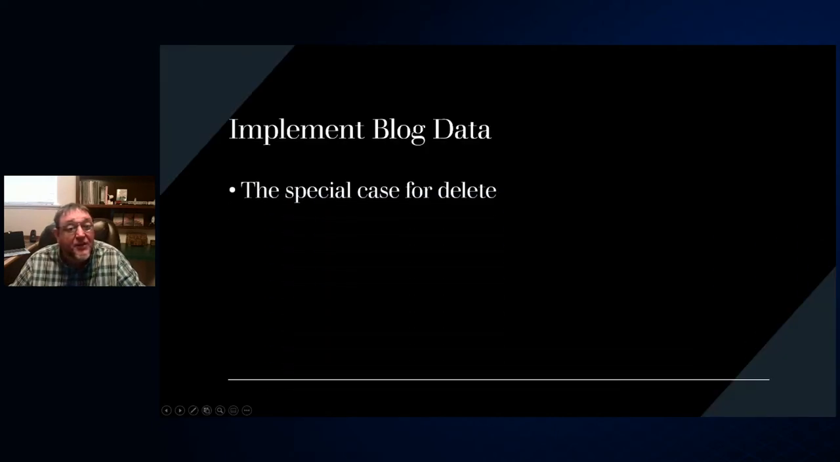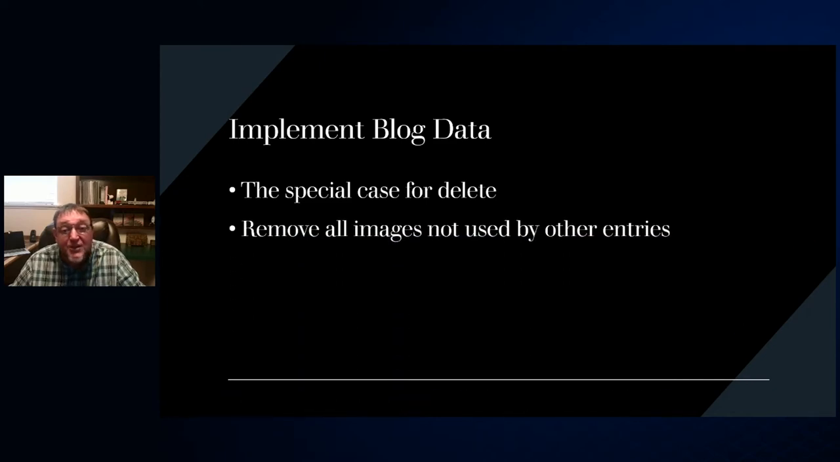So we're going to implement the blog data, and there is a special case for delete. We talked about it already. We want to remove all images that are not used by other entries. So if I use an image twice, I want to make sure I'm not deleting the image in the other entry if it has the same file name, because I don't do unique file names by blog with the way I wrote it. Because I didn't want to store the same file twice.